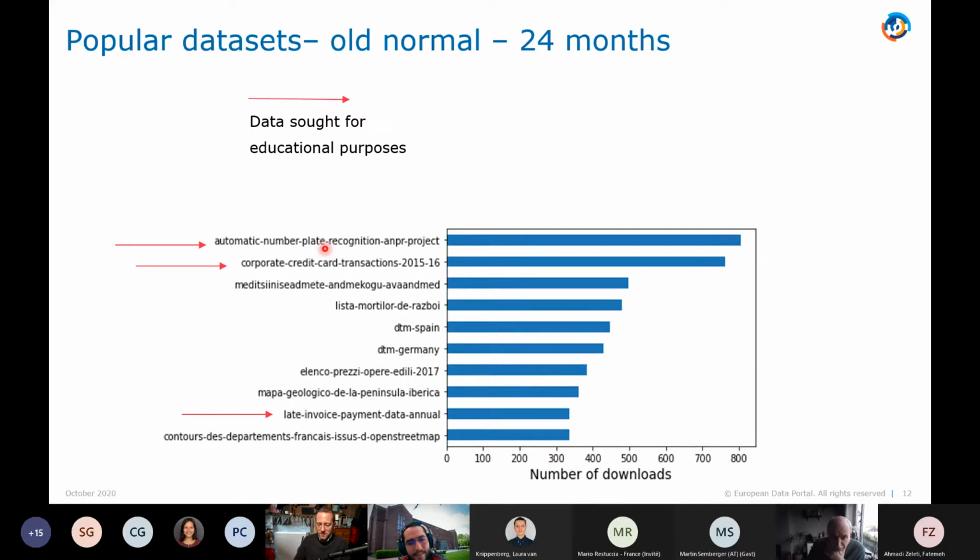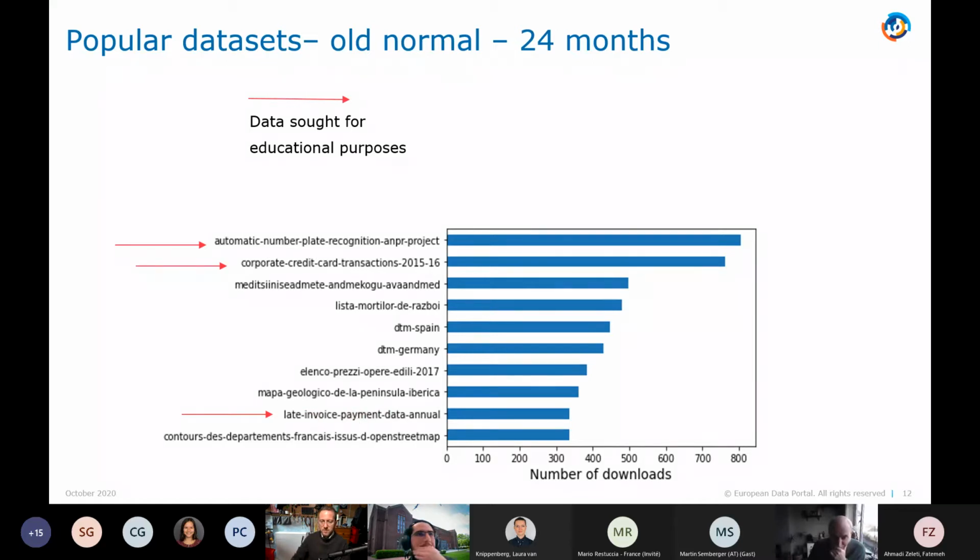This is a dataset about automatic number plate recognition, car number plate recognition. This is from traffic cameras. This is a dataset about credit card transactions that in fact comes from a very small borough in the UK. So for us, it's very surprising that there were this many downloads. And this is also another dataset about late invoice payments.